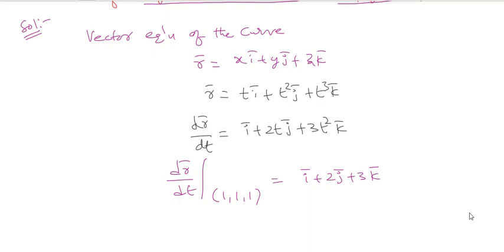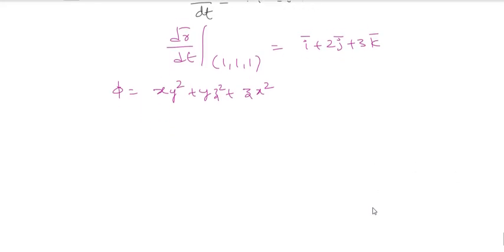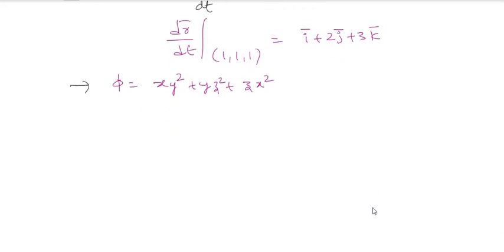So they have given phi also. This is the direction actually. So what have they given? What is your phi there? Phi is equivalent to what? Phi is nothing but xy square plus yz square plus zx square. So let me calculate del phi at (1, 1, 1). So this is the part they had given.